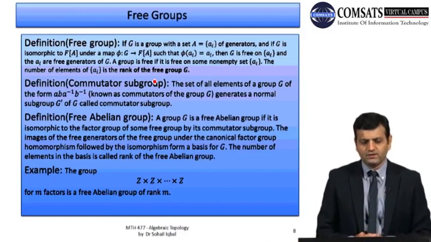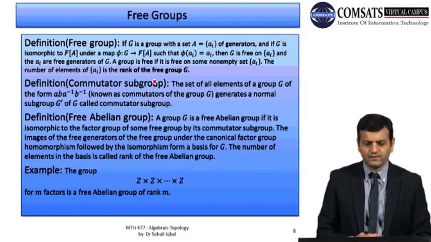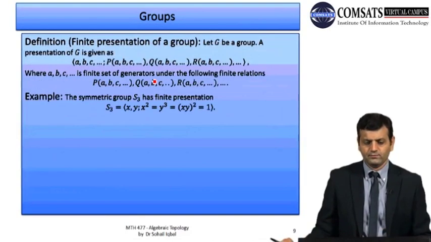Now, in our first lecture we reviewed group theory, and in this lecture we are going to use some parts of it. For example, we will see what a free abelian group is. A free abelian group is the quotient of a free group by its commutator subgroup. For example, Z cross Z cross Z and so on, let's say there are m copies of Z, then it is a free abelian group of rank m.